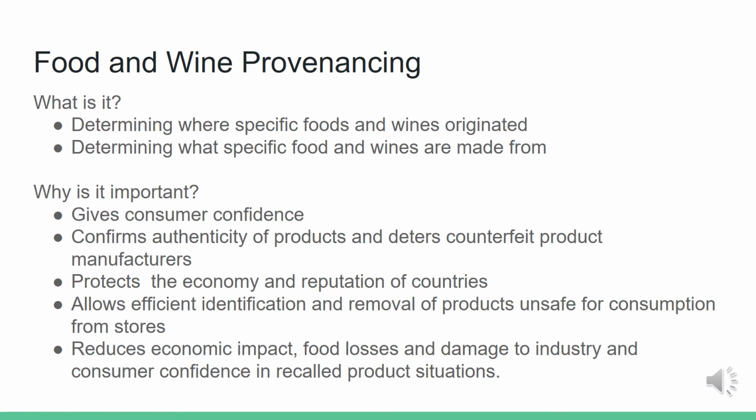Provenancing is also important for cultural and religious purposes in situations where ingredients or the origin of a food product may make it unfit for some consumers. In cases where the production location of contaminated food or wine products needs to be determined, in order to identify other potentially hazardous products and prevent them from being sold, food provenancing methods are important. If the production region can be determined scientifically, product recalls can be minimized, reducing the economic impact, food losses, and damage to the industry and consumer confidence.